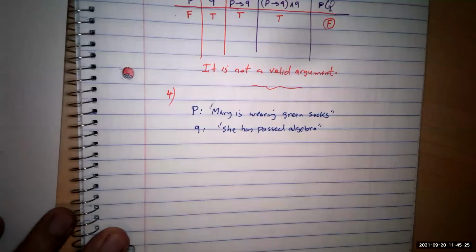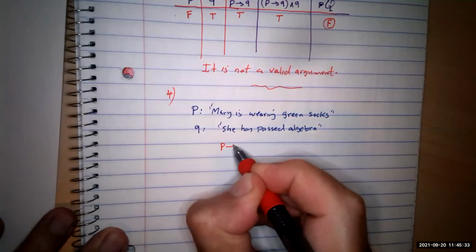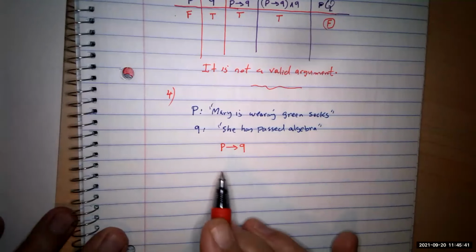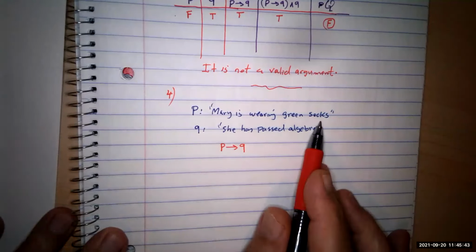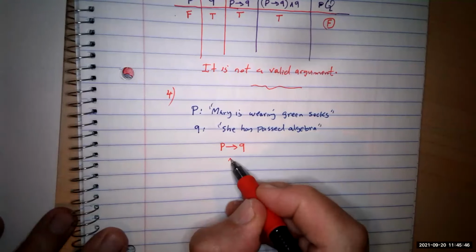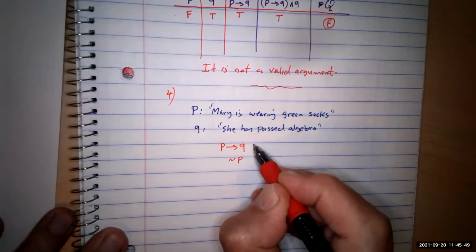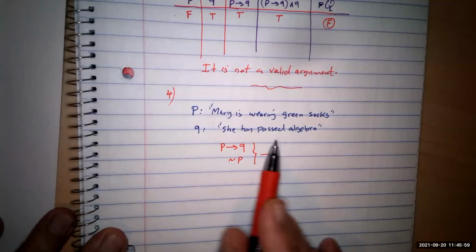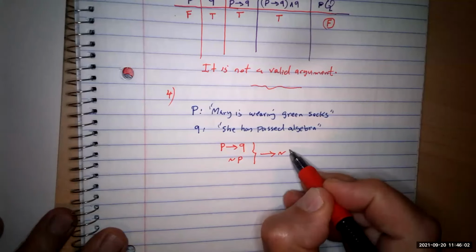So the argument now would be changed. The first part, she's wearing green socks, she passed algebra. So the first part would be if P then Q. And the second part, she got a blue one. So she got a blue one means she is not going to have the green one. So that would be not P. And the conclusion that they are looking for is, unfortunately, she failed algebra. She failed algebra means she's not passing algebra. So that's going to be not Q.